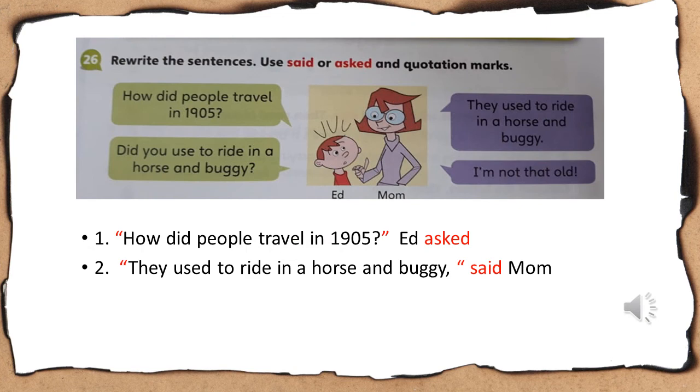Activity 26. Rewrite the sentences. Use said or asked in quotation marks. Here we have a conversation between Ed and his mom, and we are going to write the conversation but with quotation marks. For example, "How did people travel in 1905?" Ed asked. Number 2. "They used to ride in a horse and buggy," said Mom. Look at the example and answer number 3 and number 4.